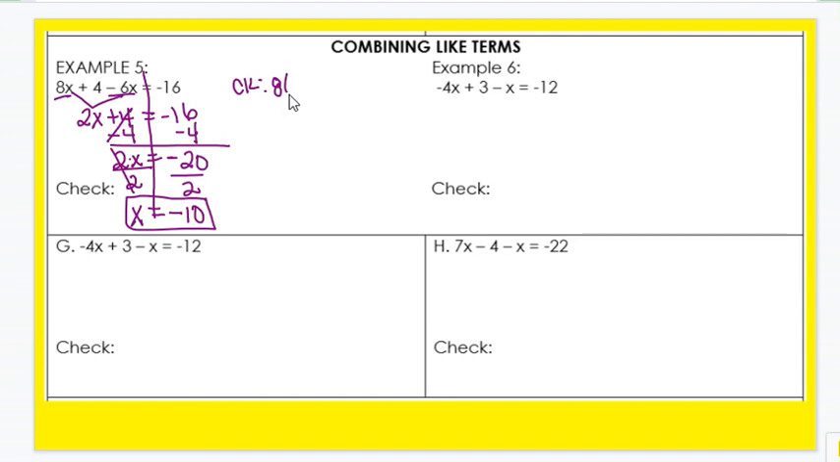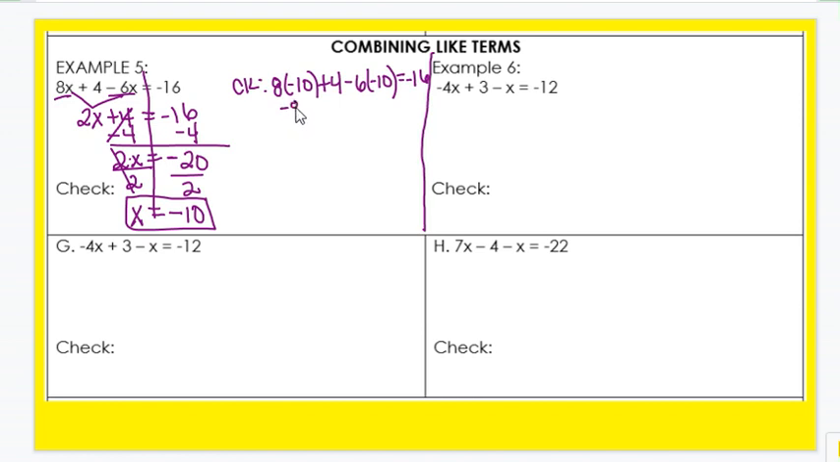So we're going to do 8 times negative 10 plus 4 minus 6 times negative 10. Let me draw a line here so we don't get that problem over here. And we want to see if that equals negative 16. And in your calculator, you can type this all at once and hit the enter key. If you don't have your calculator, you've got to work it out.